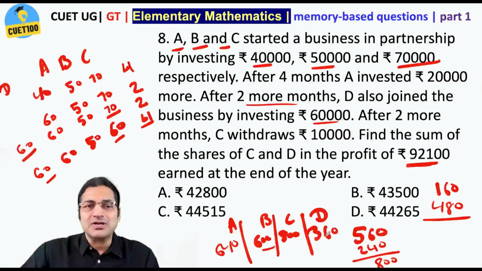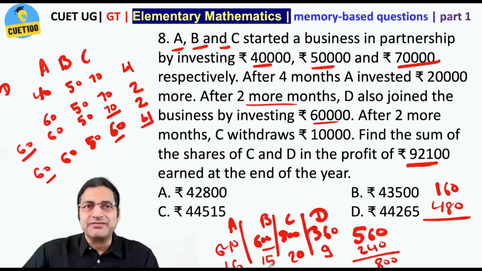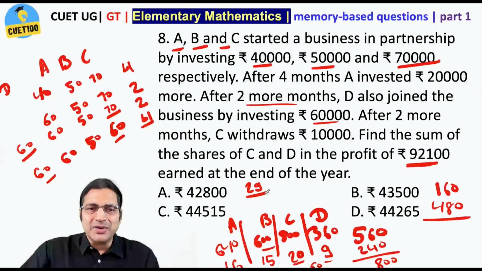Cancel them out by what? By 40. So this becomes 16, this becomes 15, this becomes 20, and this becomes 9. So total is 16 plus 15, 31, plus 20, 51, and 9, 60. Out of 60, the share of C and D is 20 plus 9, 29. So that is 29 by 60. All right. The proportion of C and D's profit.